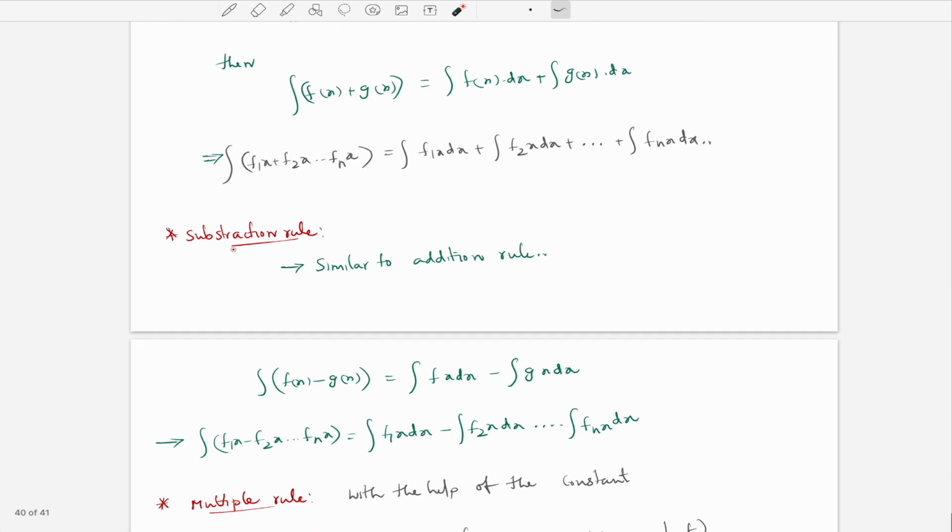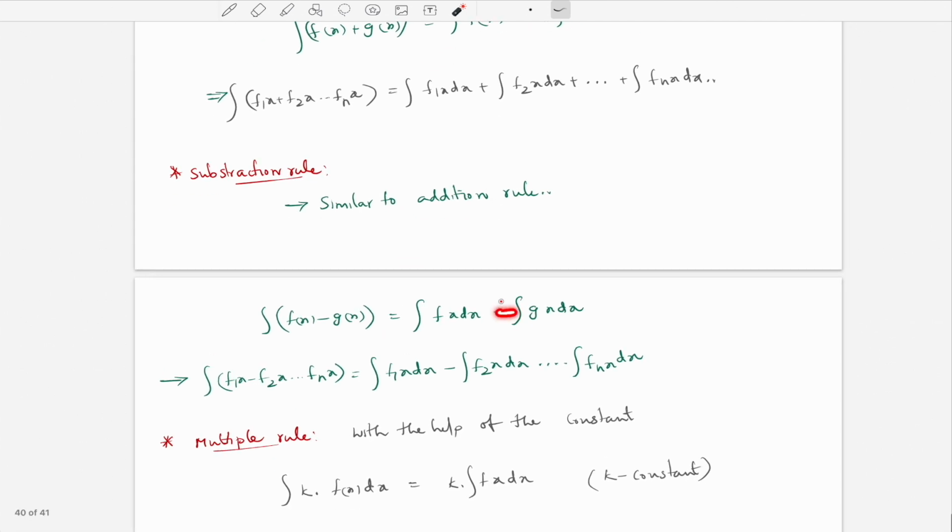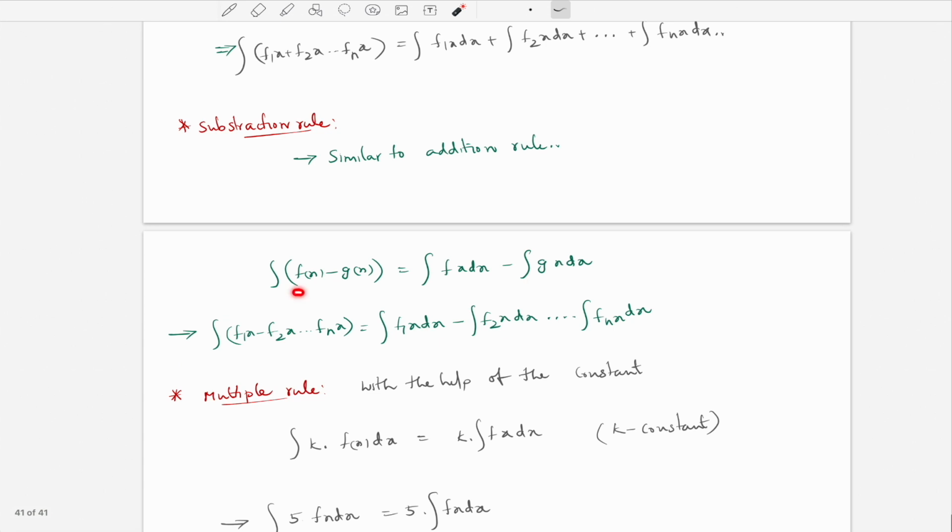Okay. After that we have a subtraction rule, similar to the addition rule, but we have subtraction over here. Same as the function, but with subtraction. So we have these two functions, and we just simply subtract them. So we have f1 of x, f2 of x, all the way to fn of x, and we just simply find the integral of f1 and then f2 and then fn. Okay, we just simply subtract this.